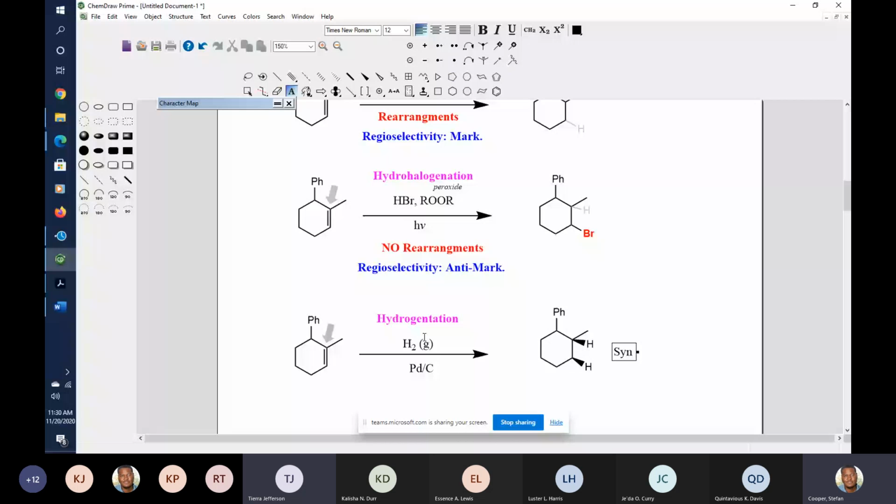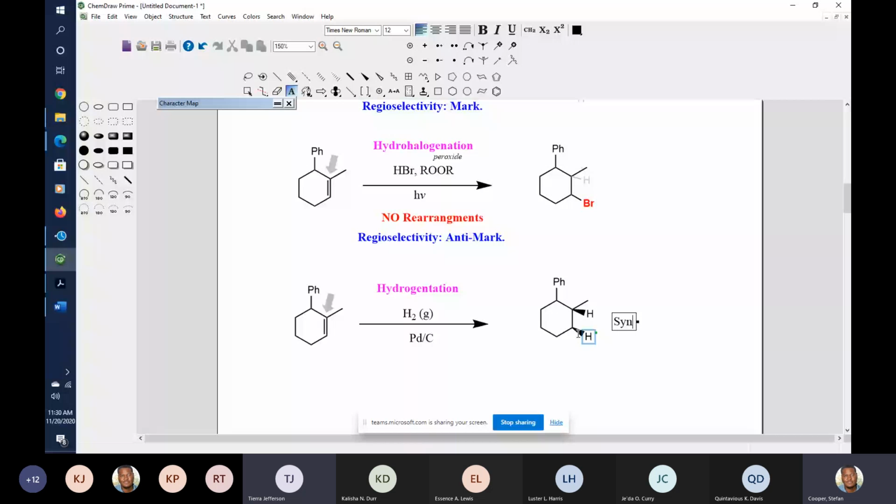But in an anti situation, it would be bottom and top. Yes, exactly. If you could add two hydrogens anti, one would be wedged, the other one would be dashed. That's right. But with this catalyst, there's no way of doing that. Okay, good question.